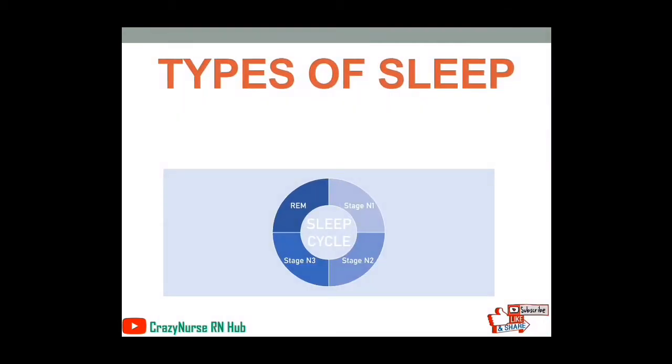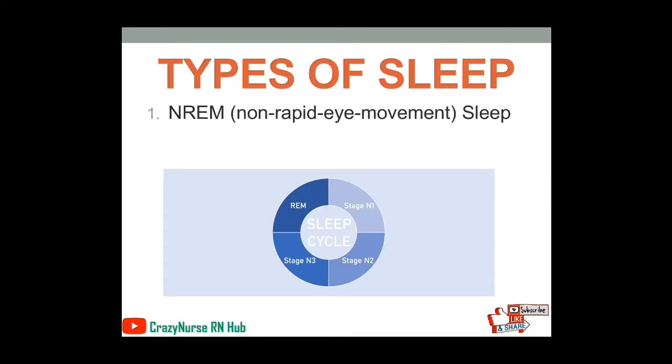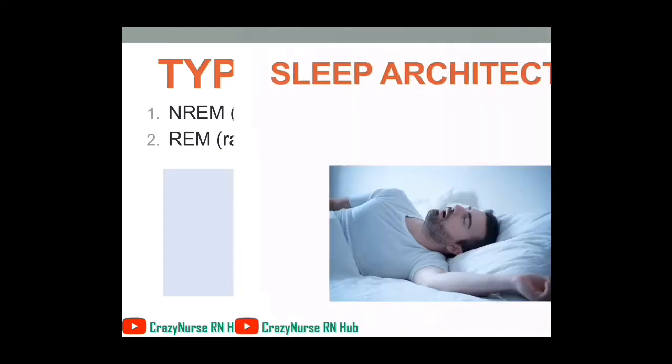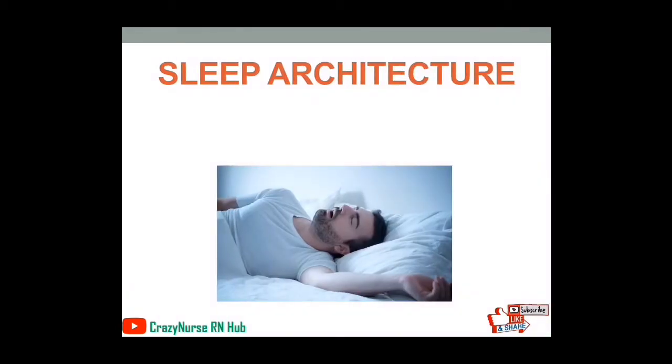Now let's proceed to the types of sleep. The two types of sleep are NREM, or the non-rapid eye movement sleep, and the REM, the rapid eye movement sleep. During sleep, the NREM and the REM sleep alternate in cycles. To best understand this, we should know the sleep architecture.